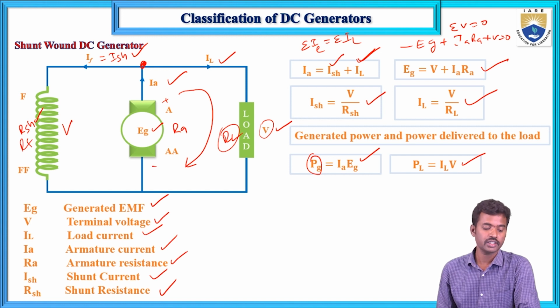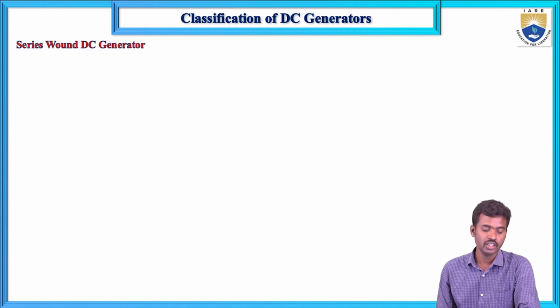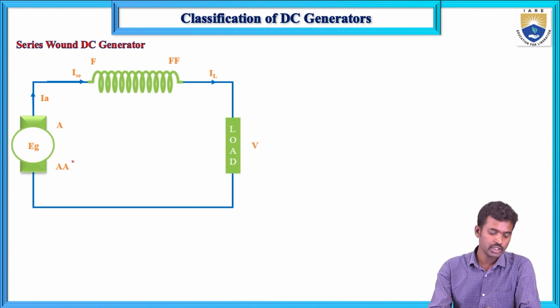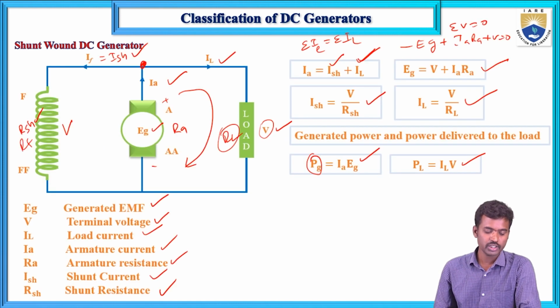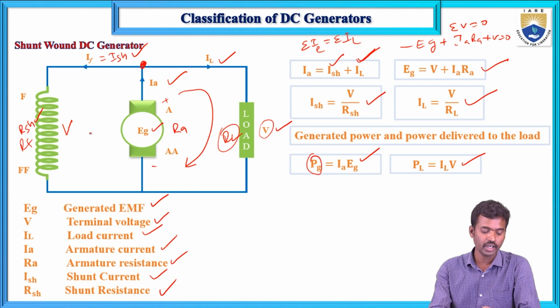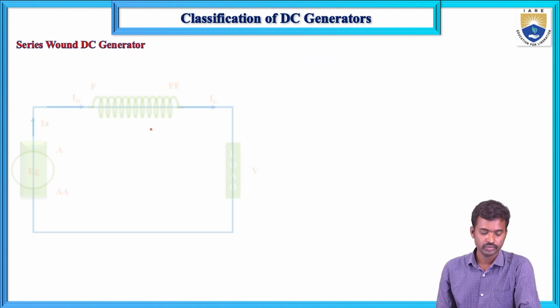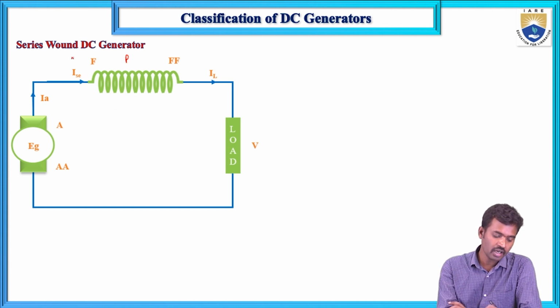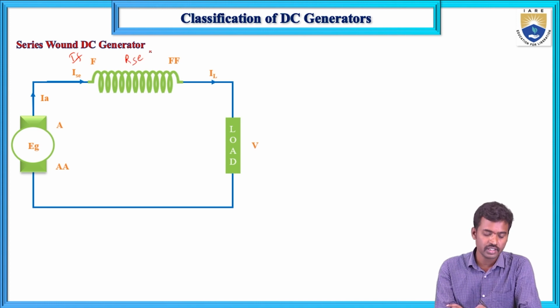Now the next generator is the series generator. In a series generator, the armature winding and field winding are connected in series. In the parallel case, the armature winding and field winding are connected in parallel. Here AA indicates the armature winding and FF indicates the field winding. The field winding current is I series or IF.